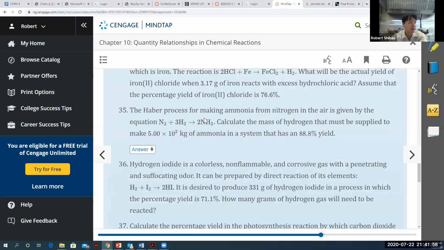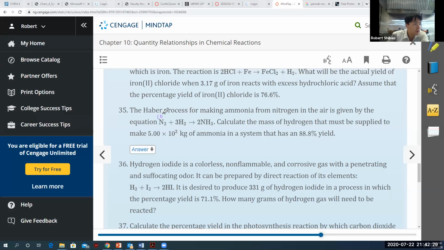The Haber process for making ammonia. Ammonia is very important for fertilizers. So the problem is ammonia is a gas. The Haber process for making ammonia from nitrogen in the air is given by, so we can take nitrogen. In this case, what's happening here? Well, nitrogen is going to oxidize the hydrogen. This is a redox reaction. So nitrogen is actually the oxidizer now, and it's going to oxidize the hydrogen.